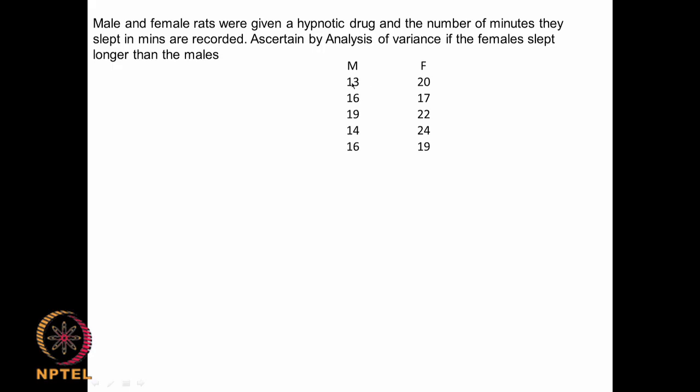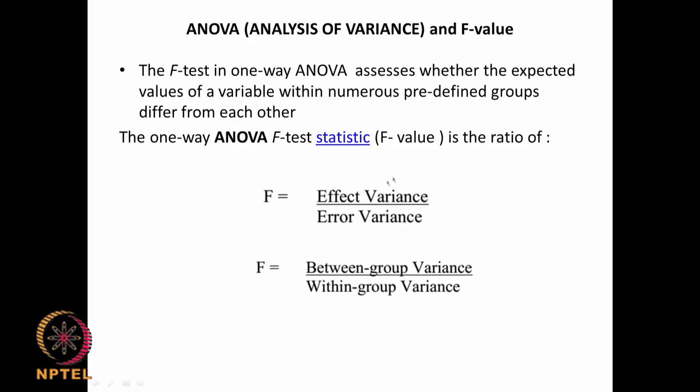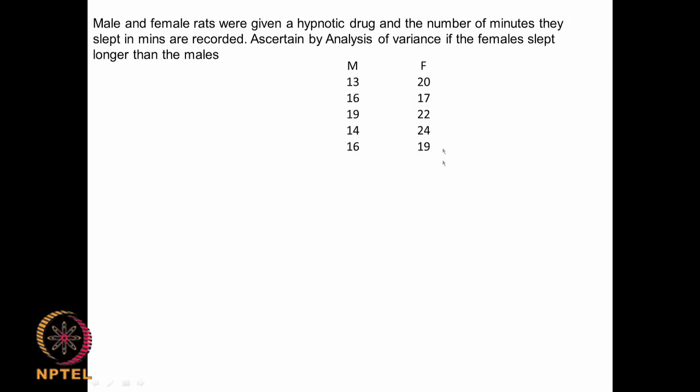So, obviously I want to know if the female slept longer than the males, okay. So, the numerator in the F value will be between groups, that means between male and female, and within groups will be this. The variations happening here will come in the denominator, and the variations between these two groups will come in the numerator. So, we need to do some calculations and then finally divide one set of variance with the other set of variance. It is quite simple, let us do it very systematically.